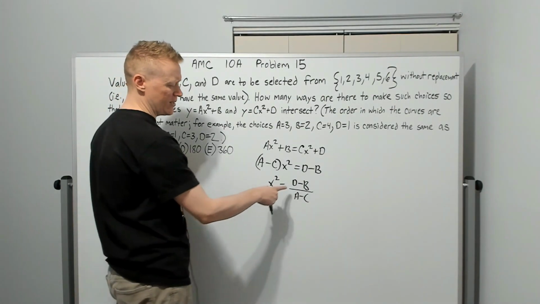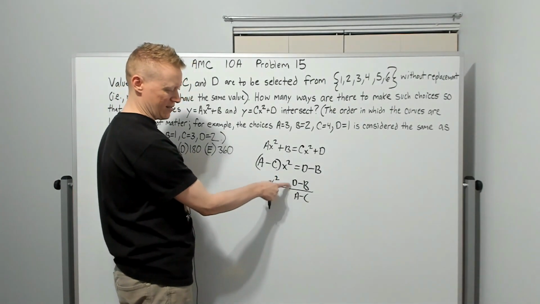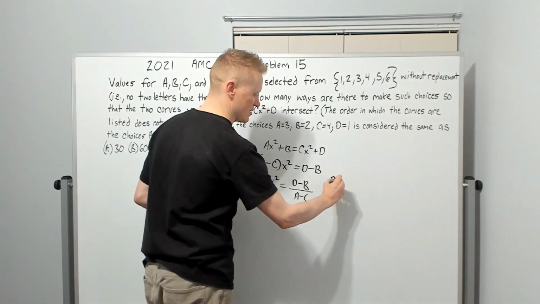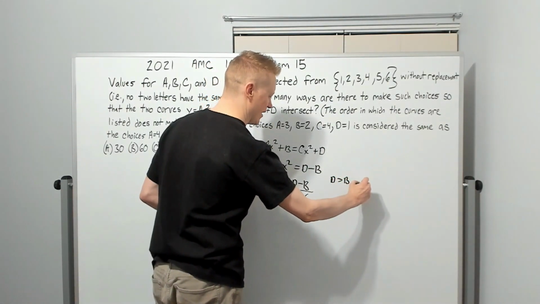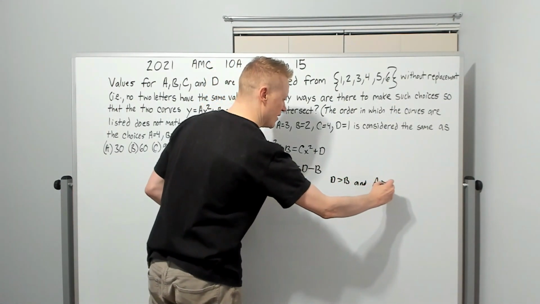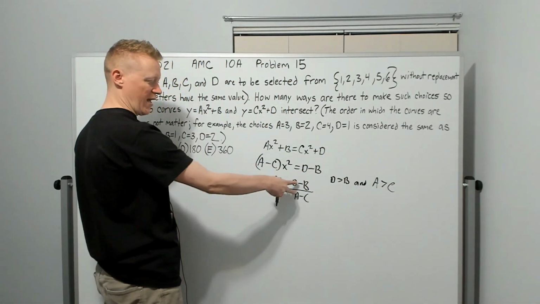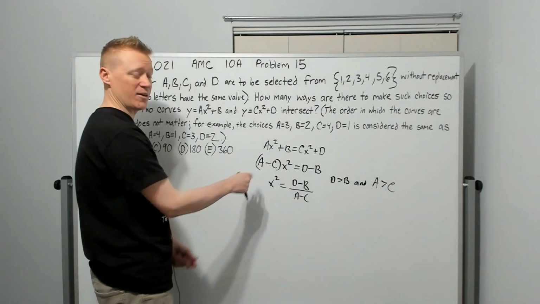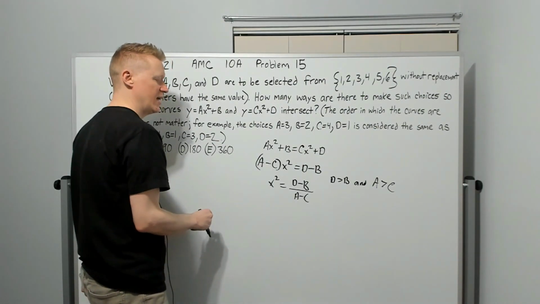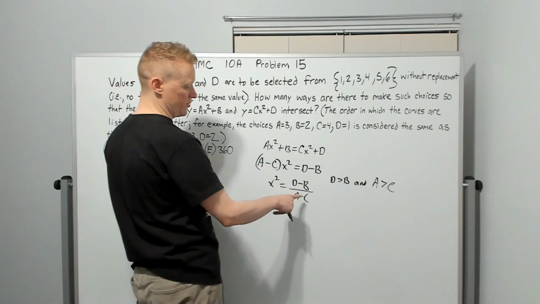So basically, if these are both positive, meaning that D is greater than B and A is greater than C, if both of those are true, you would have a positive number here, which would have a real solution. Okay. What about if they are both negative?